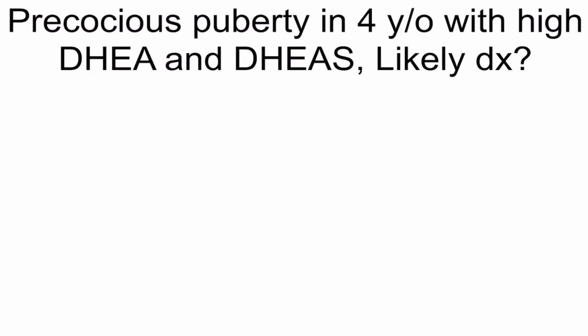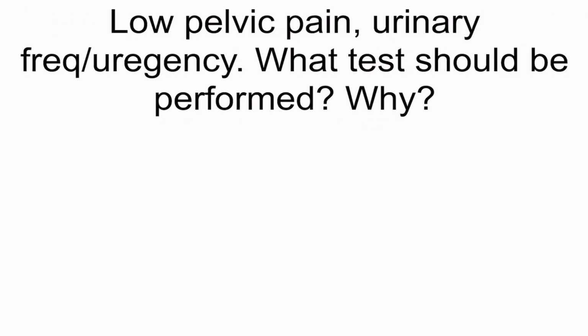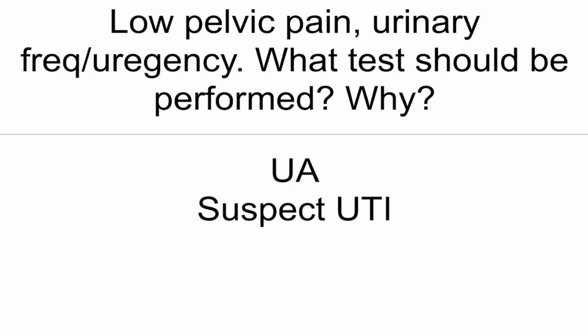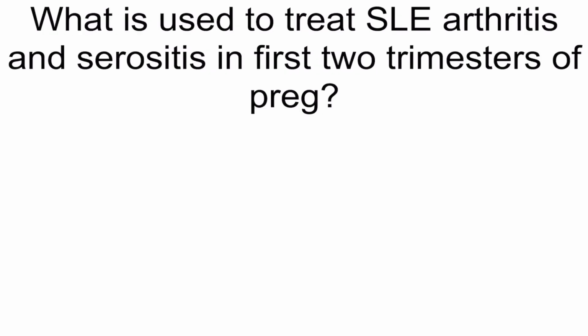Precocious puberty in 4-year-old with high DHEA and DHEAS, likely diagnosis? 21-OH deficiency, congenital adrenal hyperplasia. Low pelvic pain, urinary frequency and urgency, what tests should be performed and why? Urine analysis and you suspect UTI. Does IUD placement affect milk production? No. What is used to treat SLE arthritis and serositis in the first 2 trimesters of pregnancy?